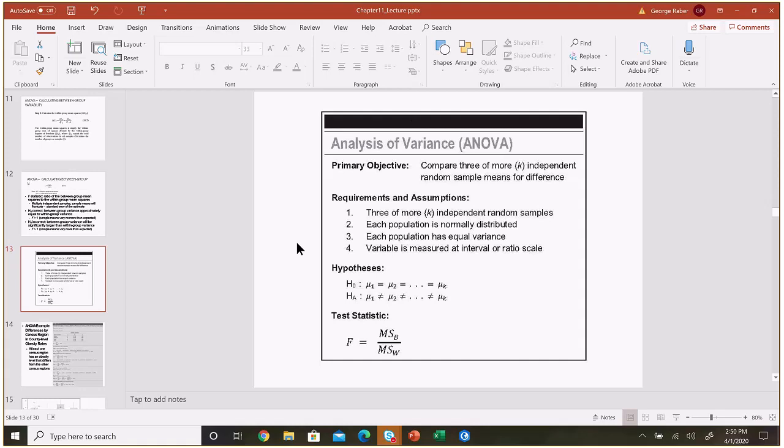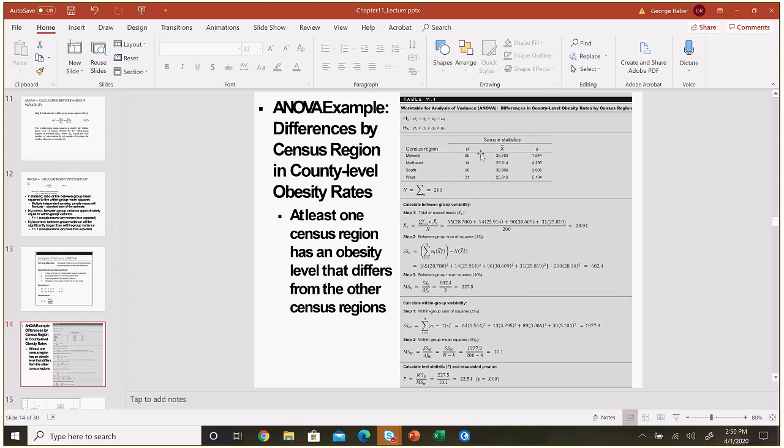Okay. All right, so here's that table we talked about for the ANOVA. You can compare 3 or more independent samples. Remember, the 2-sample independent test was the same: compare 2 independent random samples for difference. Okay. All right, so here's a small example, four different values, and them working it out by hand.